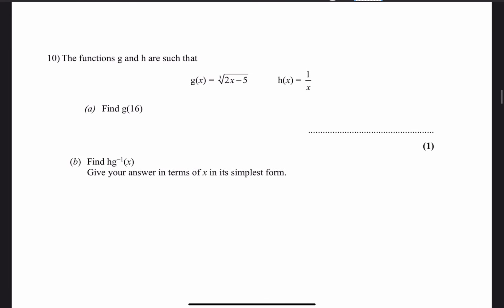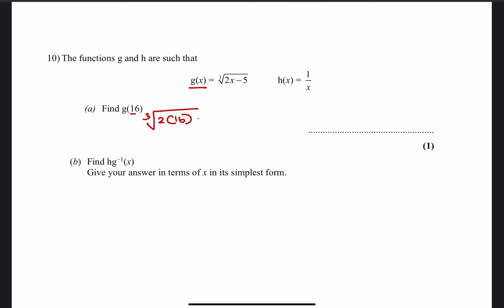Okay, we finished off with 9. So question 10 now. Inverse and composite functions. They are asking you for g of 16. So put 16 inside. It's a cube root of 2 bracket x, which is what number?